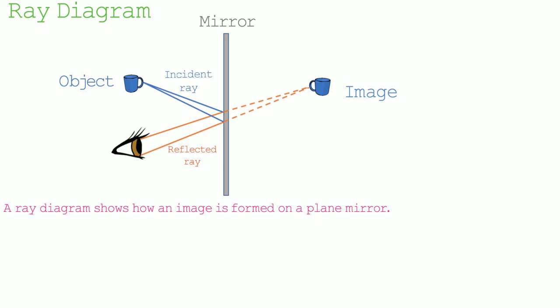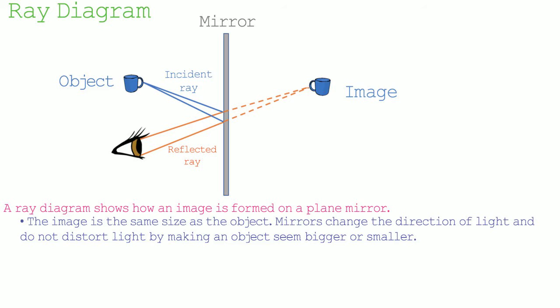I'm first going to go over a few rules as to how ray diagrams should be drawn. The first one is that the image is the same size as the object. The object is the actual object and the image is what the individual sees. This is because mirrors change the direction of light, but they do not distort light by making an object seem bigger or smaller. Therefore, when you are drawing a ray diagram, you need to make sure the object and the image are drawn to the same size.